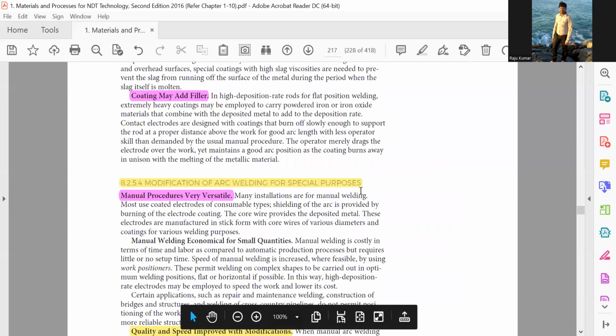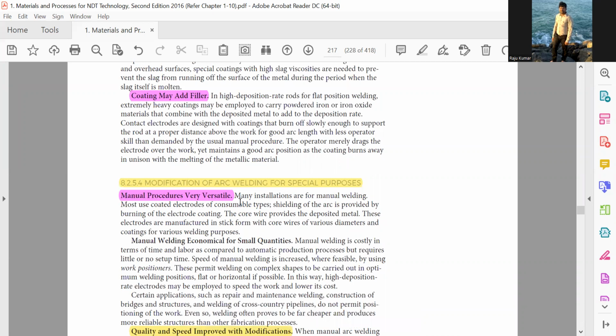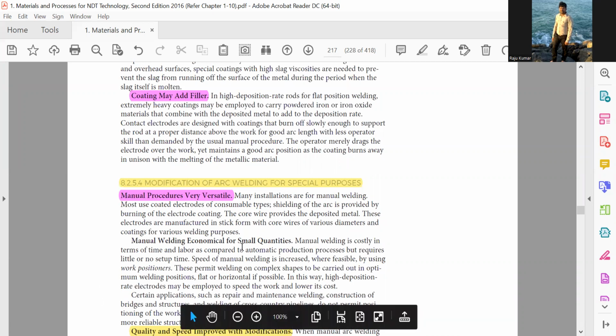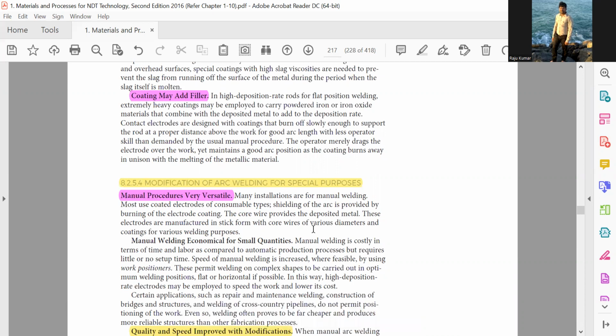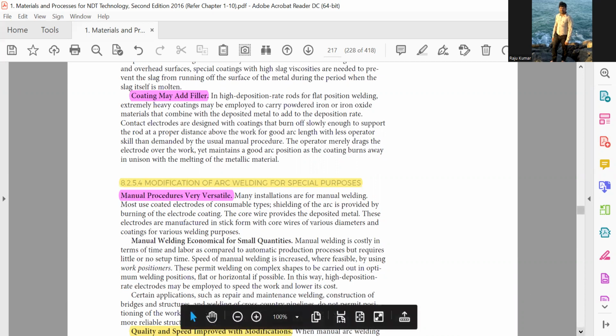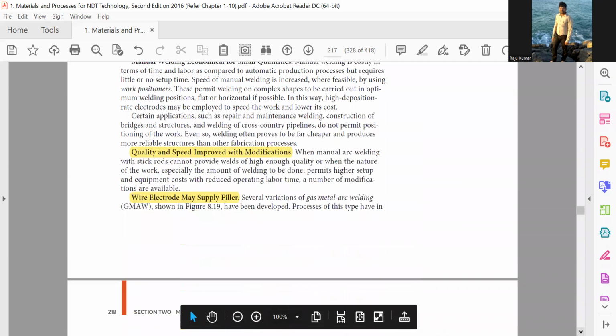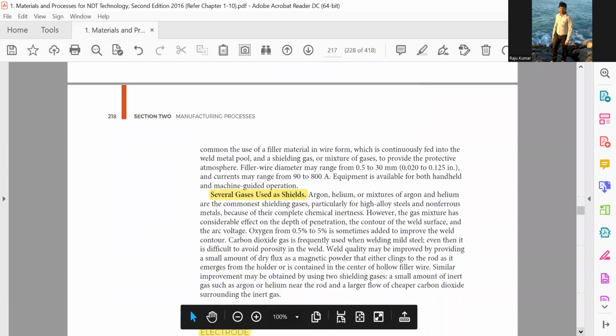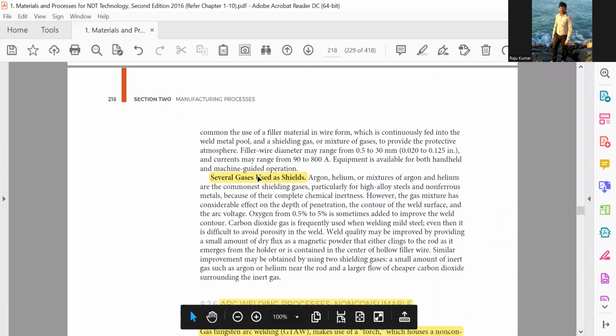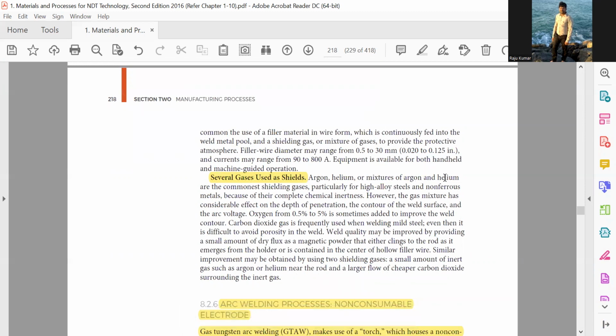Modifications of arc welding for special purposes. Manual procedures are very versatile. Manual welding is economical for small quantities. For high quantities, it is not economical. Quality and speed improve with modification. Wire electrode may supply filler, automatic or manual. Several gases are used as shields: argon, helium, and a mixture of argon and helium.